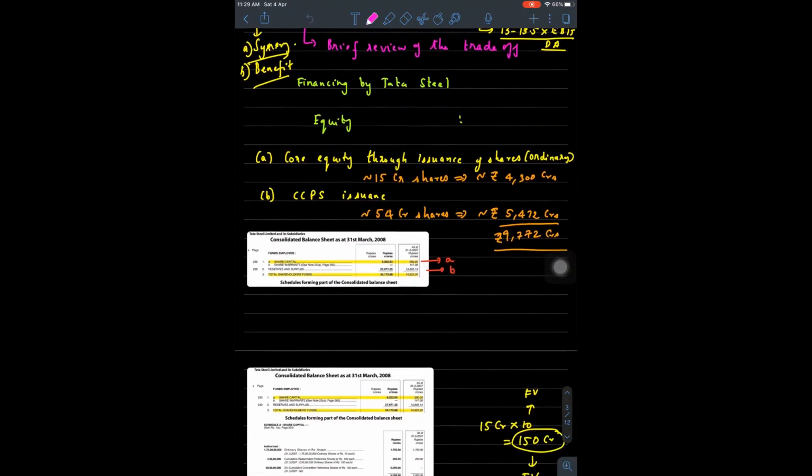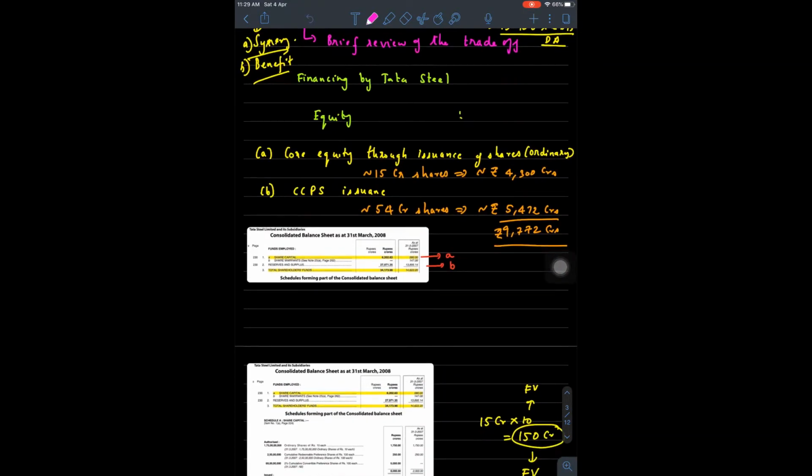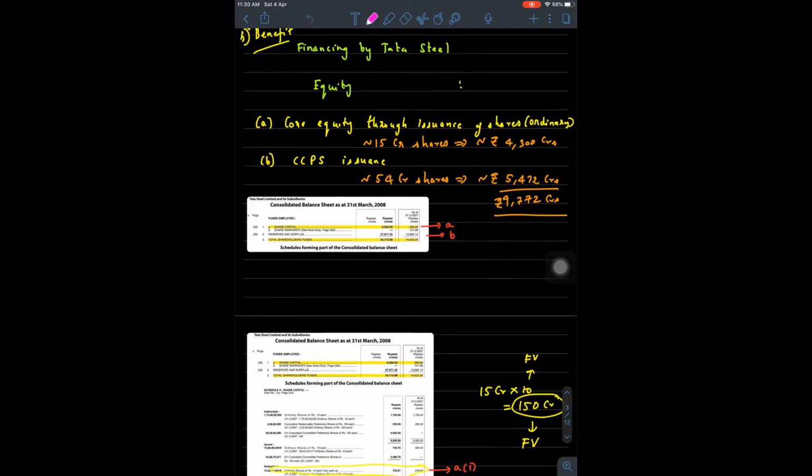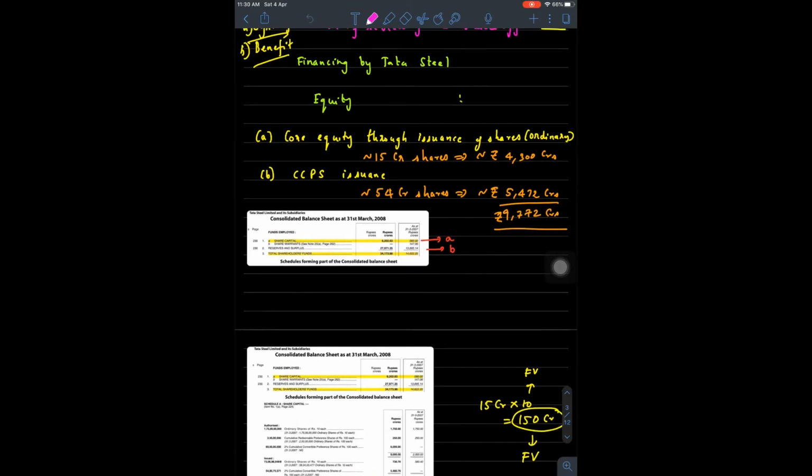Acquisition was funded in 3 parts. Part 1 was fundraising done at core equity through issuance of ordinary and preference shares. Part 2 is debt raised at Tata Steel at a standalone level, at a Tata Steel Limited level. Part 3 is the non-recourse debt raised at Corus level. Let's go into part 1 first.